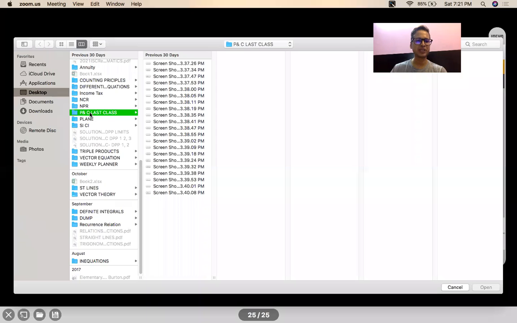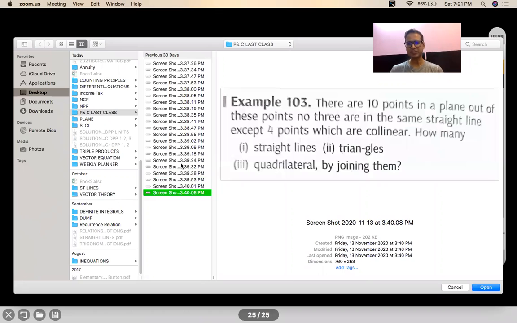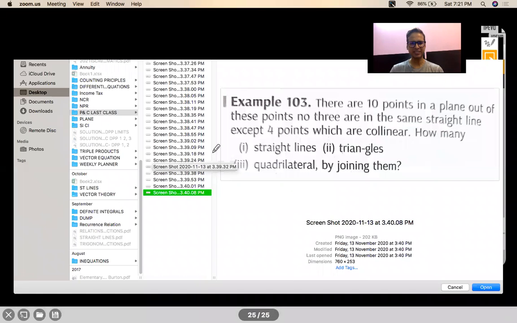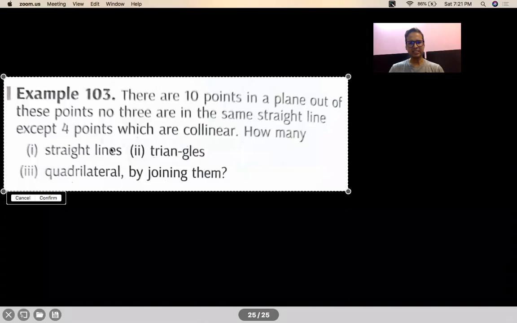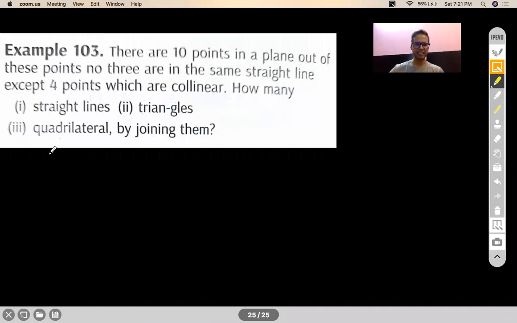I think I have given you 3 questions so far to think on. All right, let's take a few other questions. Okay, let's take this question. There are 10 points in a plane. Out of these points, no 3 are in the same straight line except 4 which are collinear. Question is, how many straight lines can you make from this?